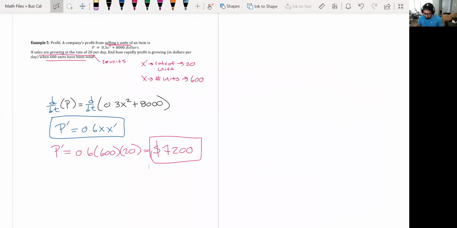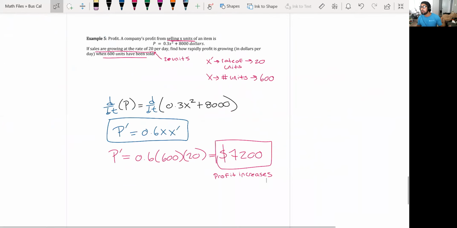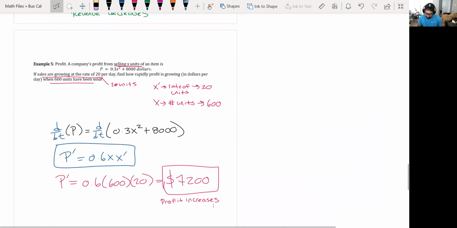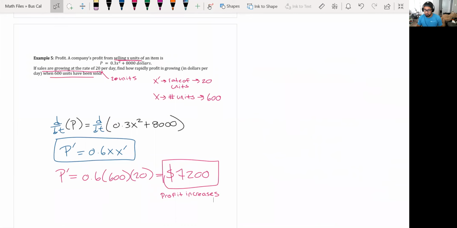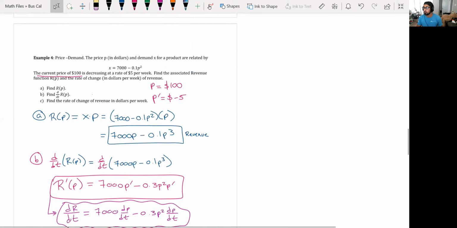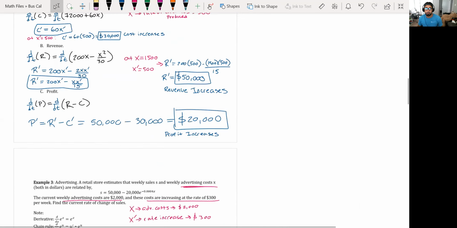So all we have to say down here is profit increases, because once again, it is a positive number. So meaning you have a positive slope, a positive rate of change, which means we increase. Okay, that is related rates. Choose whether or not you want to stick with primes or the other notation, dx over dt, dy over dt, dp over dt, whichever you prefer.